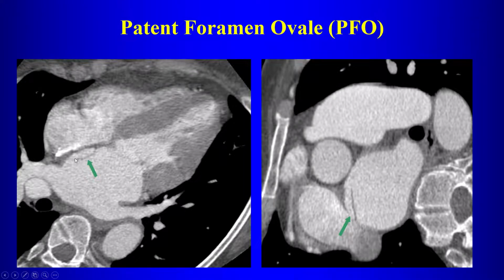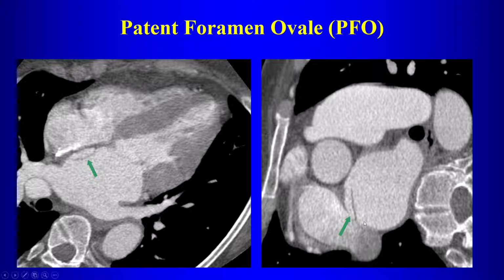So on CT, the patent foramen ovale here on this 4-chambered view, left atrium, left ventricle there, right atrium, right ventricle. So we can see here that the patent foramen ovale looks like a tunnel. And then here, very nicely demonstrated on this short axis view, here is the left atrium and here is the right atrium. And you can see that tunnel going across the interatrial septum with the flap-like mechanism. That's how we can identify a patent foramen ovale on CT.